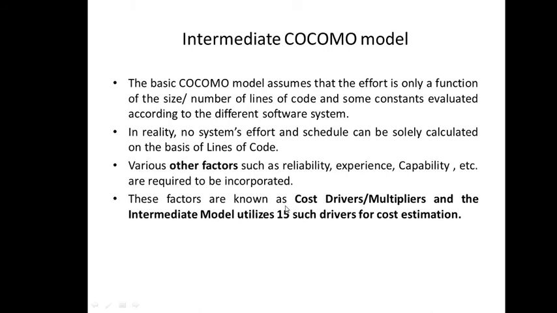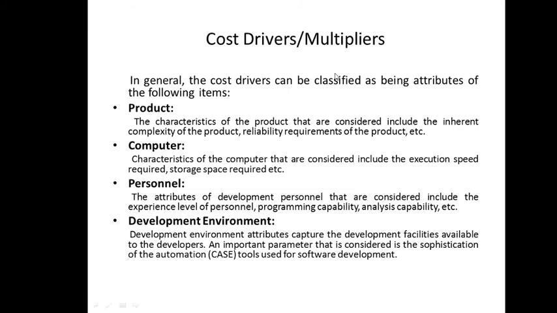And these 15 parameters are known as cost drivers or multipliers, which are going to affect the estimation. So what are these cost drivers or multipliers? Cost drivers or multipliers are the parameters which influence the estimation of effort, time and cost. Now, how to identify these 15 cost drivers or multipliers? They are categorized into 4 types.